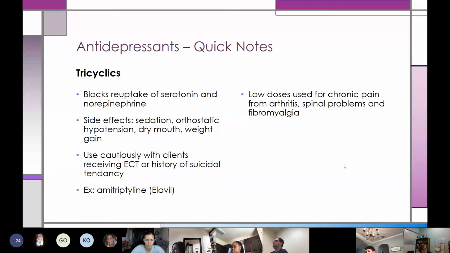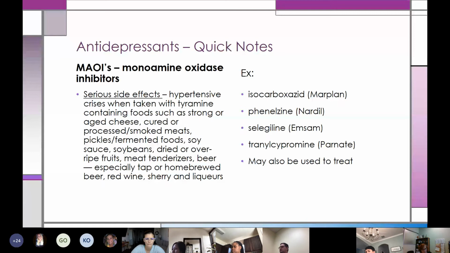There are some atypicals, and I've listed bupropion, which is Wellbutrin, also Zyban. Basically, it has some side effects, dizziness, etc.